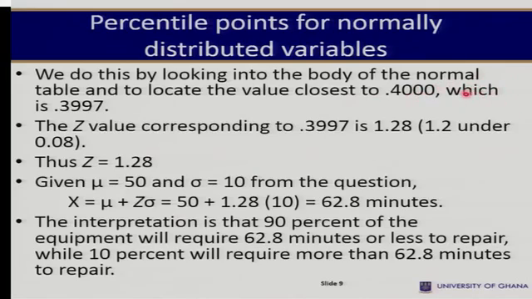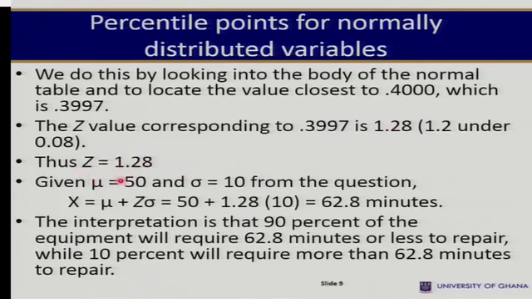If you look in the table, the area closest to 0.4000 is 0.3997. The z value that corresponds to it is 1.28. So then we know our z is 1.28.